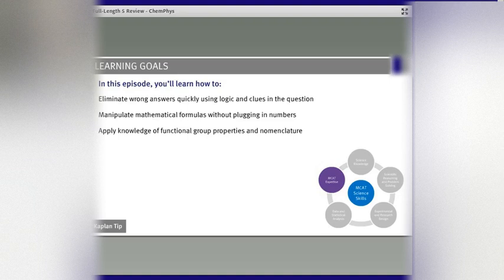I see a lot of you guys going through. We're going to look at some really big areas of opportunity here. So learning goal number 1 is going to be super focused specifically on eliminating wrong answers quickly using logic and clues within the question. Okay, and for those of you guys wondering, yeah, Chuck is going to load in that PDF real quick. Sorry about that.